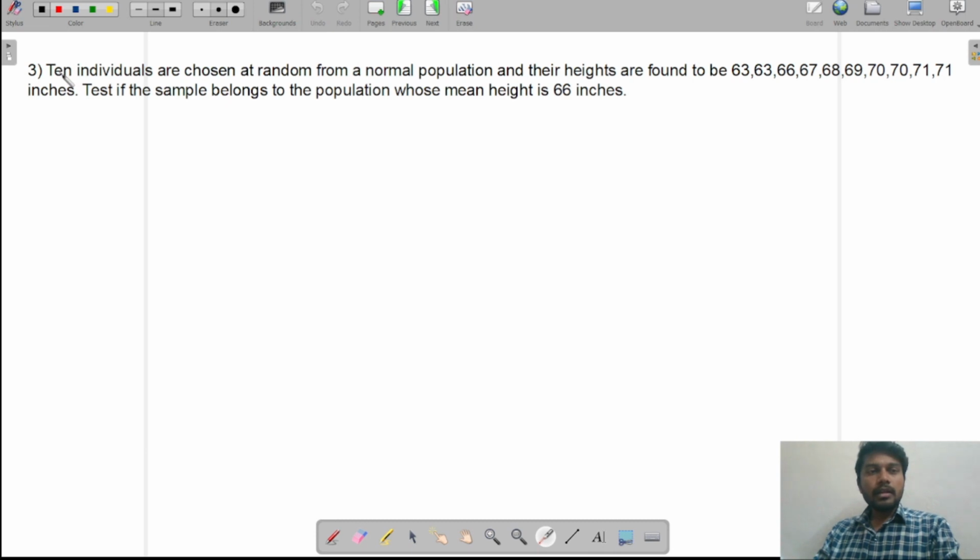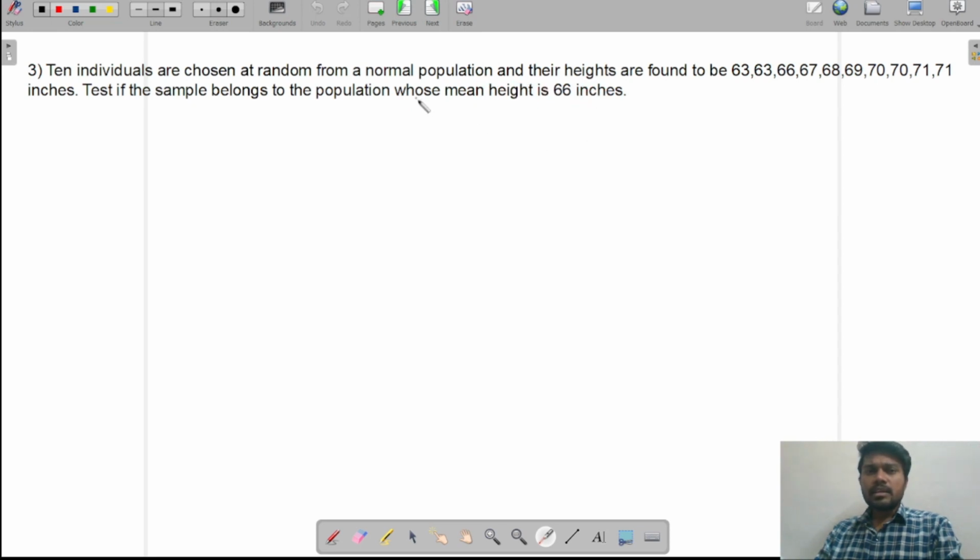10 individuals are chosen at random from a normal population and their heights are found to be 63, 63, 66, 67, 68, 69, 70, 70, 71, 71 inches. Test if the sample belongs to the population whose mean height is 66 inches.